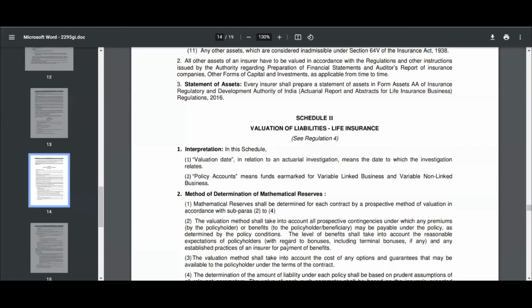Which is where IFRS 17 is also based. IFRS 15 is actually based on the service concept, and IFRS 17 incorporates that service concept. Anyways, that is a matter of a separate video and separate discussion. Let's move on. So valuation of liabilities. For each policy, the liabilities or the reserves will be determined using the prospective method of valuation.